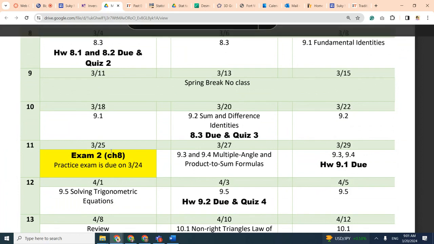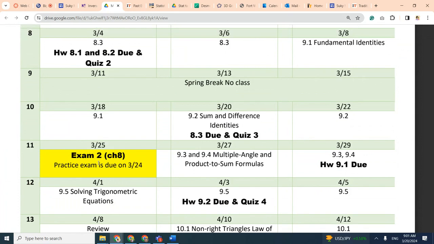Your exam 2 is about chapter 8, so 8.1, 8.2, and 8.3. The exam is going to be next Monday. I teach another class right after our class here, and they also have exams, so if you need more time, you can just stay longer.